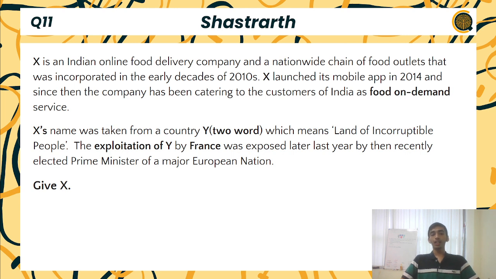X's name was taken from a country Y. Y is a two-word country, which means land of incorruptible people. The exploitation of Y by France was exposed later last year by the then recently elected Prime Minister of a major European nation. So, if you follow world politics, you would have definitely known which country Y is, and once you know Y, X is pretty obvious. So just give me X. Pretty easy question. I'll stay long on this one. 5 seconds.